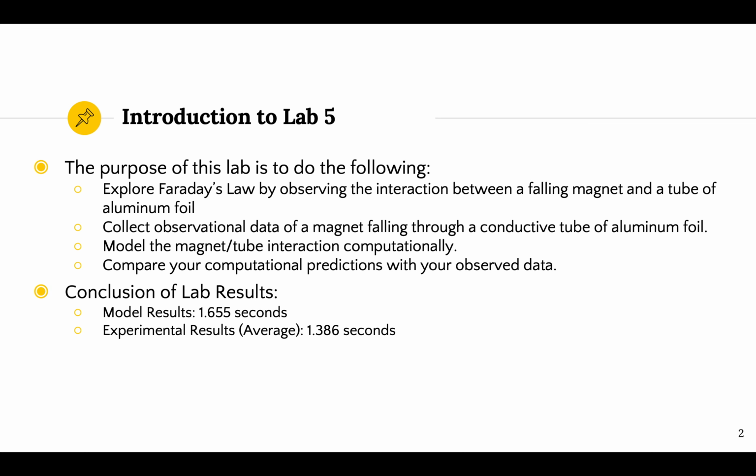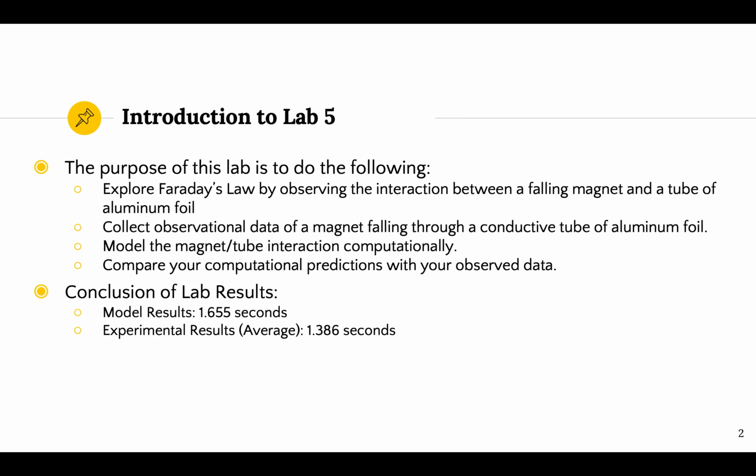Just as an introduction to Lab 5, the purpose of this lab is to do the following. Explore Faraday's law by observing the interaction between a falling magnet and a tube of aluminum foil. Collect observational data of a magnet falling through a conductive tube of aluminum foil. Model the magnet/tube interaction computationally, and compare your computational predictions with your observed data.